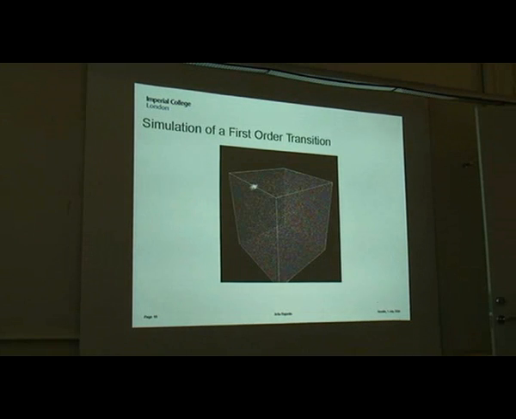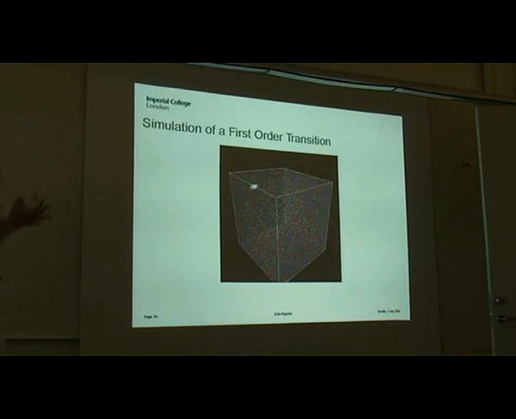Just to clarify that, in a Kibble mechanism, I can quite easily see that you can't produce a string with its winding number higher than 1. It's at most, so it's either plus or minus 1. So if you have winding number 2 or more, then it must have been produced by something else. So now here is a simulation of a first order phase transition. Here you can see a bubble starting to nucleate. So the different colors are again different phase angles.